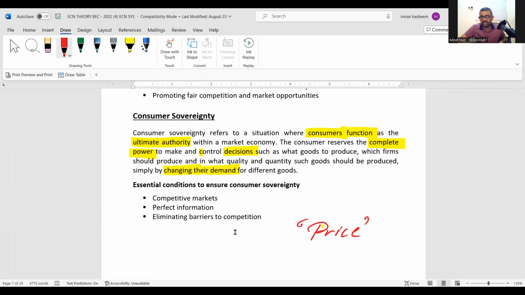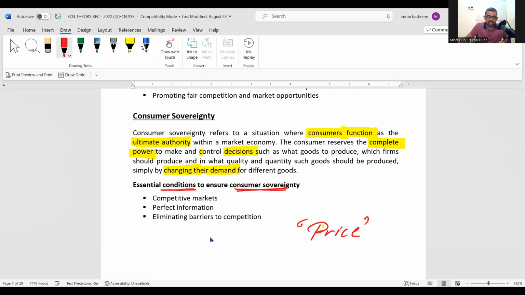Right. So then there are 3 conditions that have to be there if you are to have a properly functioning market economy. You guys need to read the note on price mechanism, right? The detailed note, please do that. There are 3 conditions to ensure there is consumer sovereignty in a market economy. What are these conditions to ensure consumer sovereignty in a market economy?